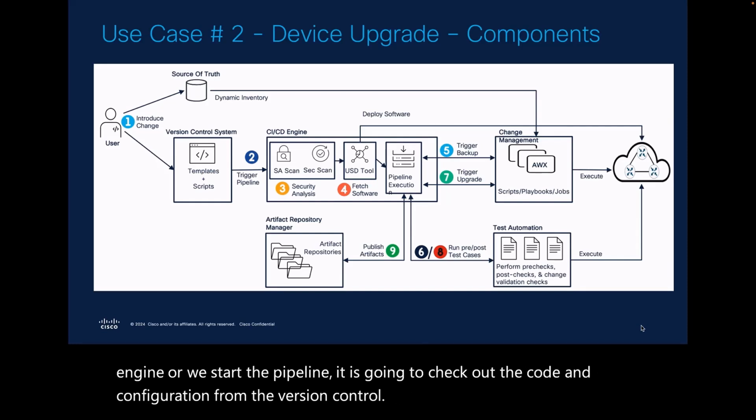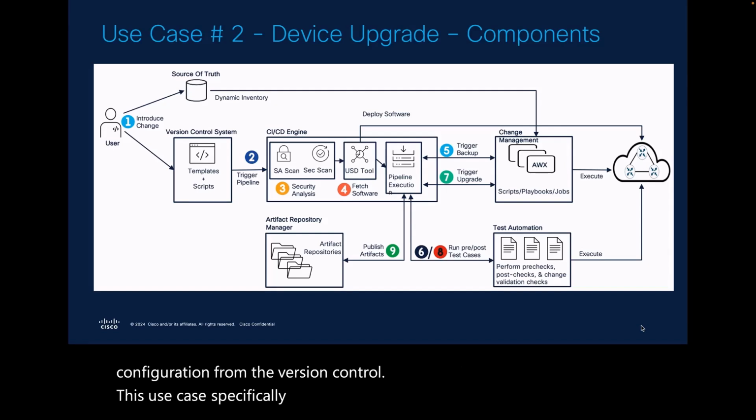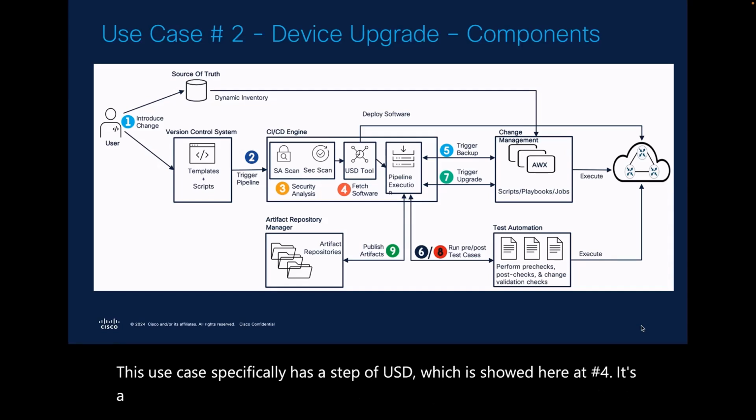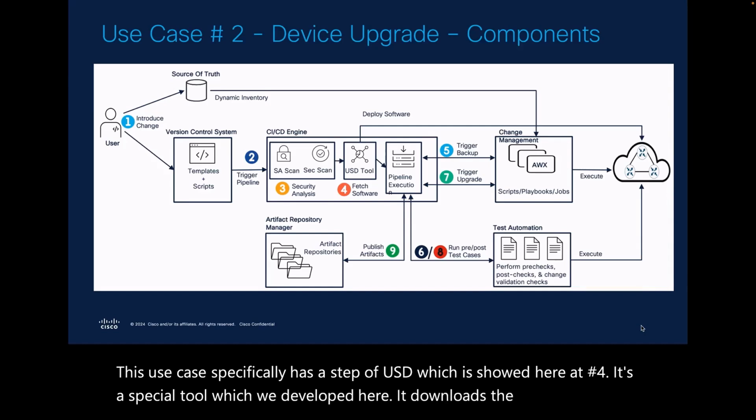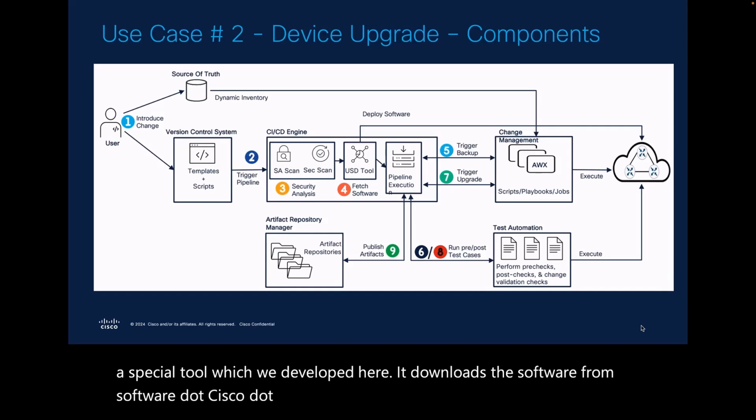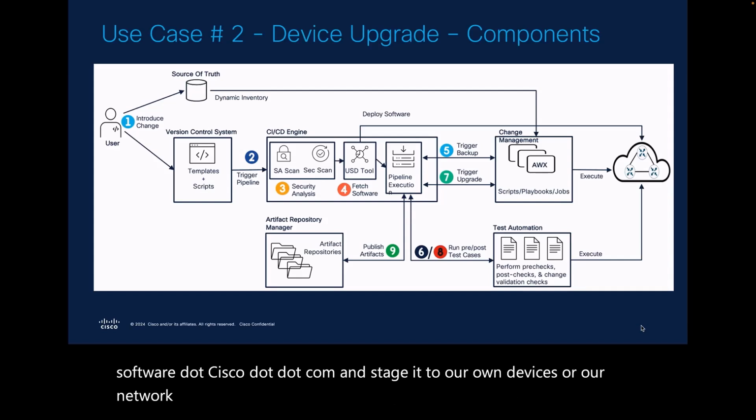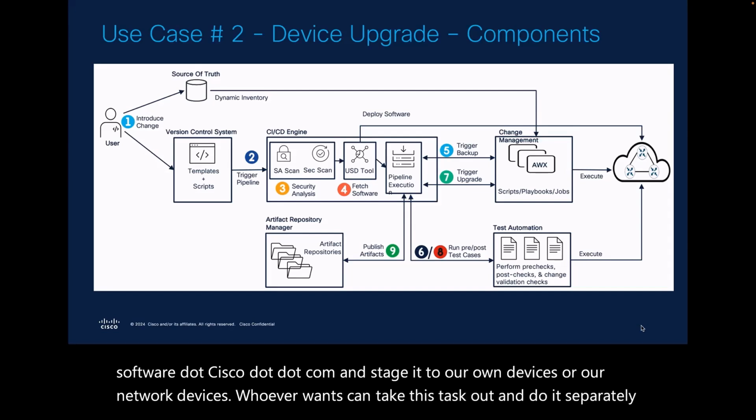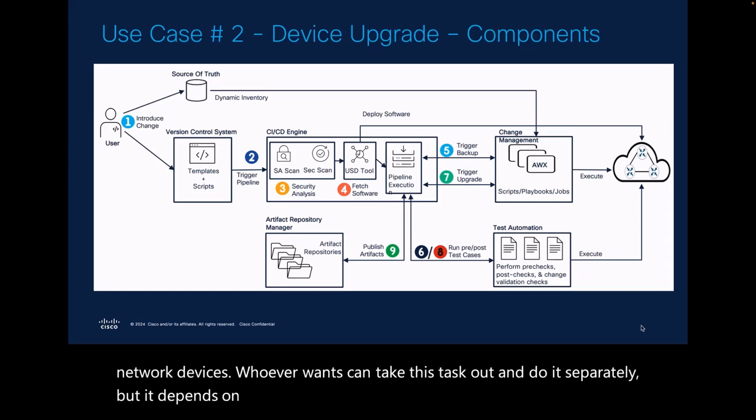This use case specifically has a step of USD, which is shown here at number 4. It's a special tool which we developed here. It downloads the software from software.cisco.com and stages it to our own network devices. Whoever wants can take this task out and do it separately, but it depends on whatever process you have to download and stage the software.